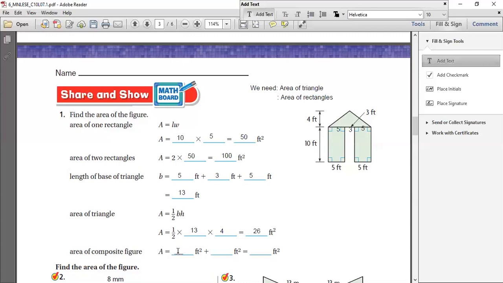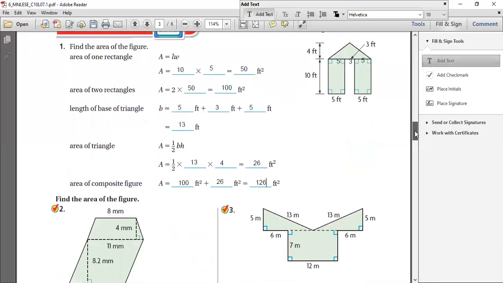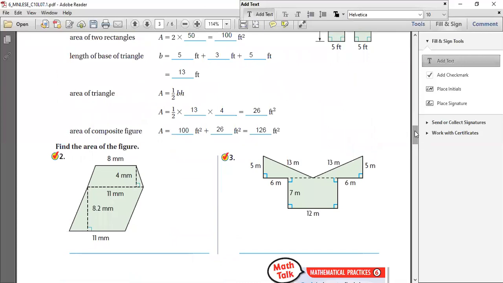So now all you need to do is add the areas. The area of two rectangles was 100, and the area of one triangle was 26. So the total area of the composite figure is going to be 126 square feet. Okay, now let's do question number 2 together.